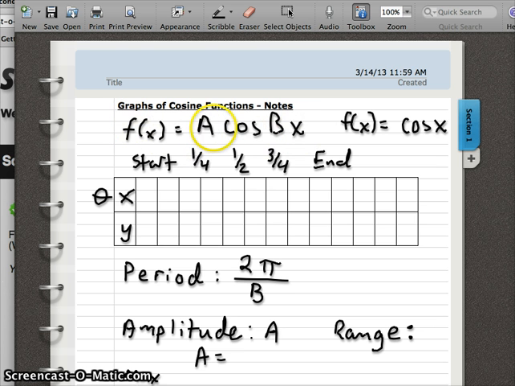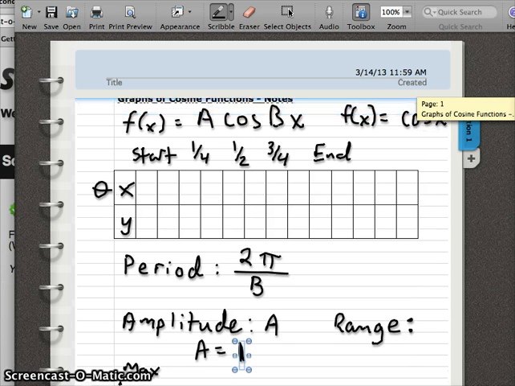An a value is always going to be in front of your cosine function, and the b value is always going to be in front of your x value. So if we do the most basic cosine function, that's cosine of x, a is implied to be 1 right in front, and b is implied to be 1 in front of the x. So we're going to find our amplitude and our period. Our amplitude is the a value. So in this function, our a value is just 1.